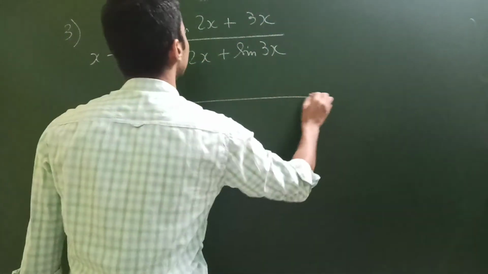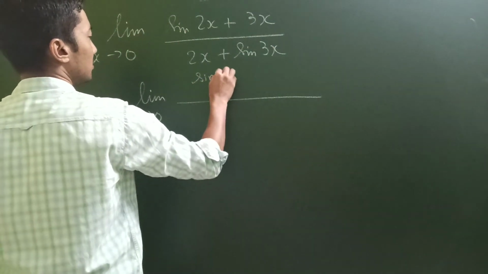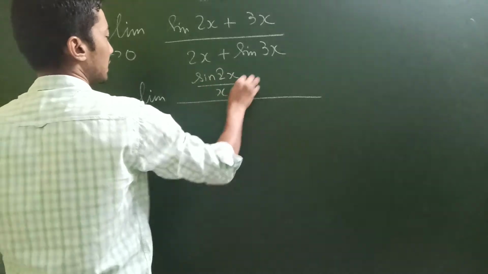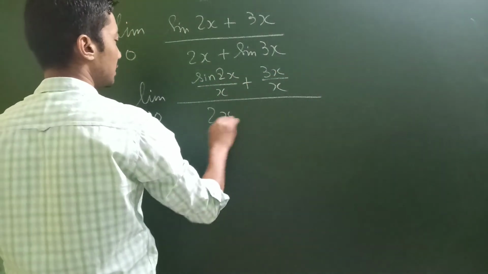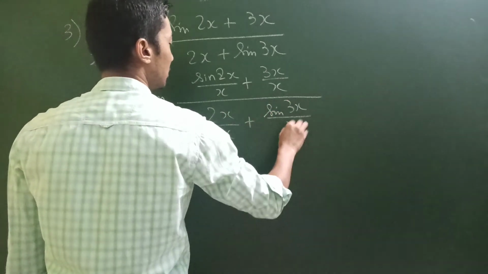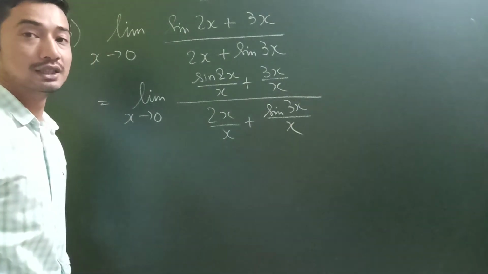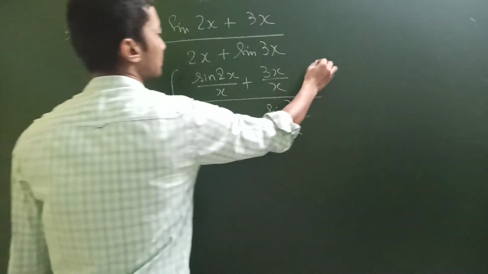So what I'll do is I'll divide each term by x. So that's almost the same, 2x by x, that is just similar to multiplying and dividing by x. That's all right.